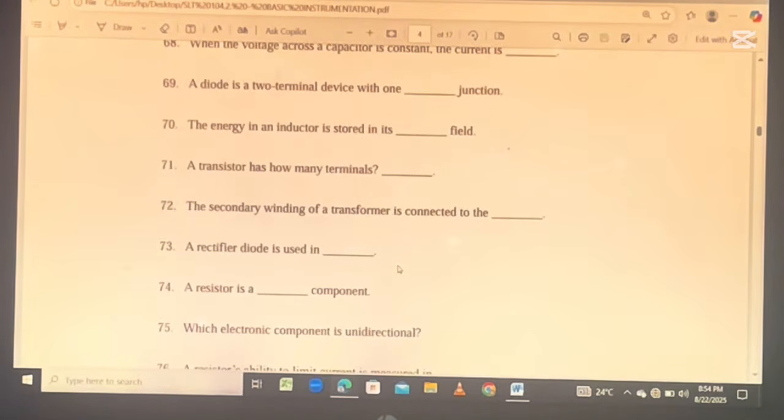Now, a rectifier diode is used in dash. A rectifier diode is used in rectification. A resistor is a dash component. A resistor is a passive component.